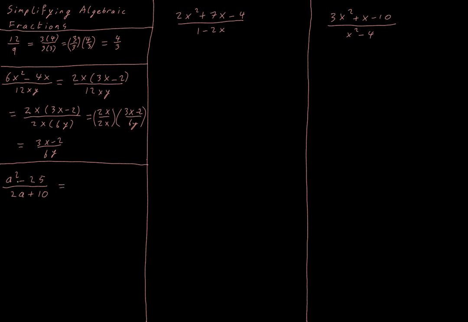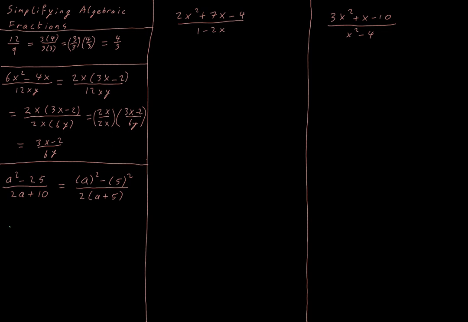So I need to write this in the form of difference of two squares. So my top line, I have a squared minus 5 squared. That's now in difference of two squares form. And I have 2a plus 10, and I can see a common factor there of 2. So when I take that out, I end up with 2 times a plus 5.